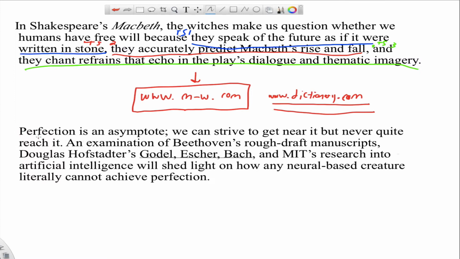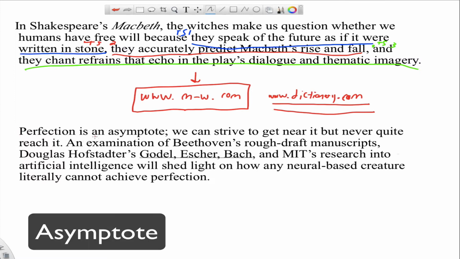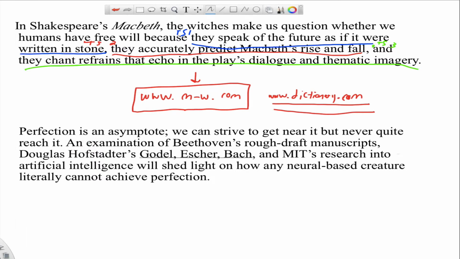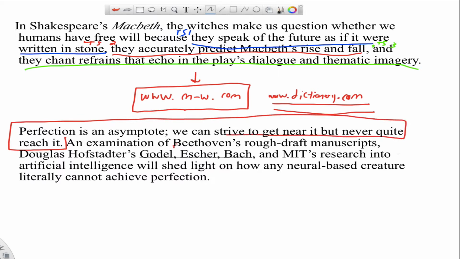Perfection is an asymptote. We can strive to get near it, but never quite reach it. An examination of Beethoven's rough draft manuscripts, Douglas Hofstadter's Gödel, Escher, Bach, and MIT's research into artificial intelligence will shed light on how any neural-based creature literally cannot achieve perfection. This is a great 3-part foreshadow. This chunk is part of the setup, part of the intro, but I wanted to include it because it really sets up the thesis statement.